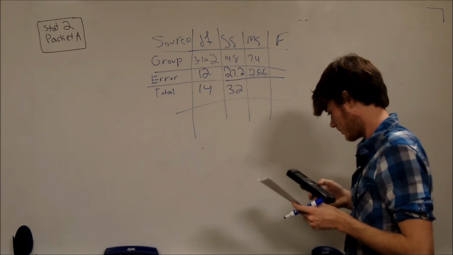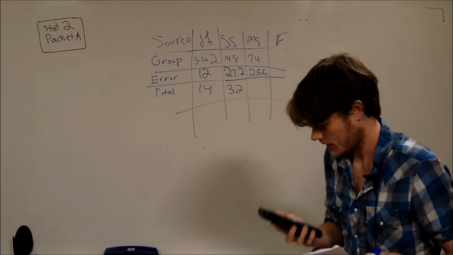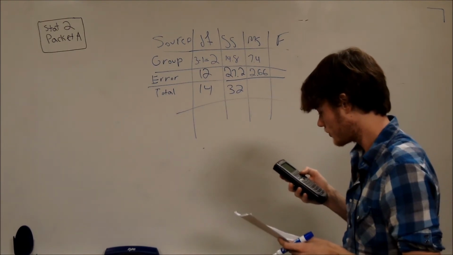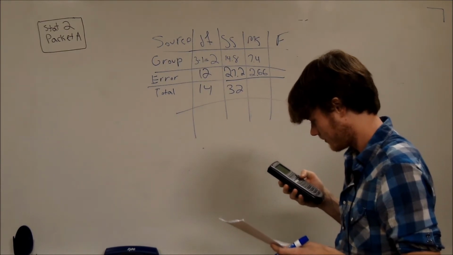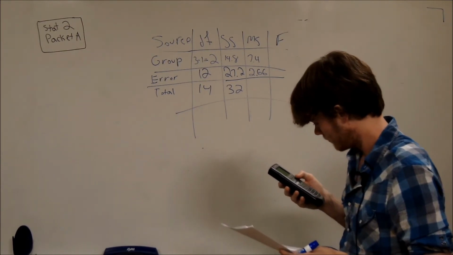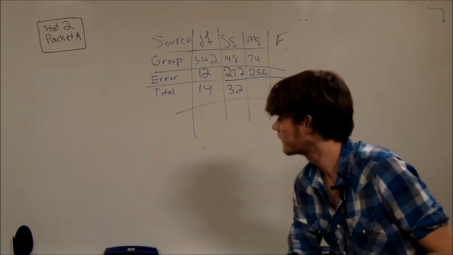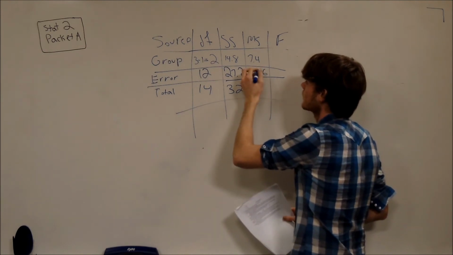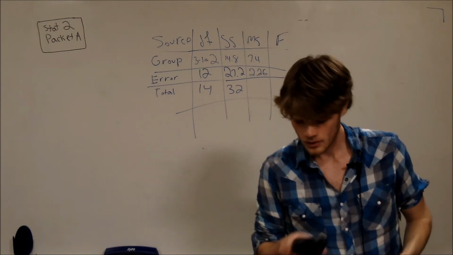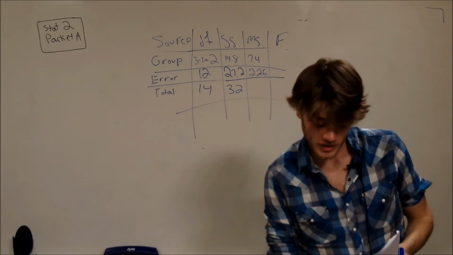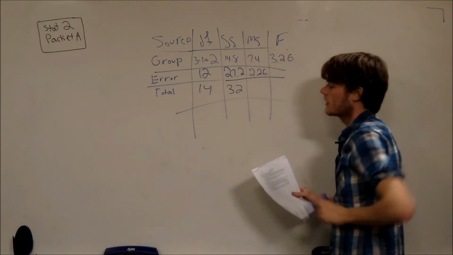Divide one by the other, and we get 3.26 for the F statistic. Sorry, the MSE is actually 2.26, which totally throws off the earlier answer. Now we get 3.26 for the F value. So that's pretty small.